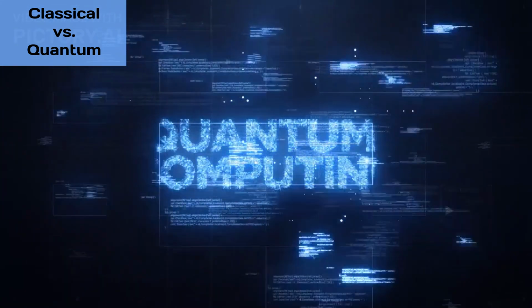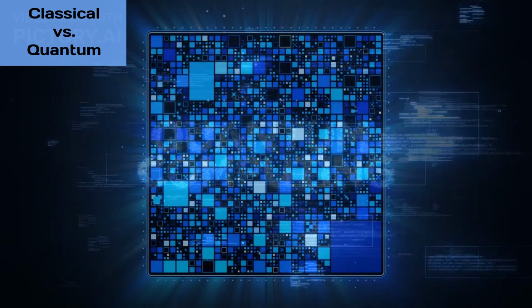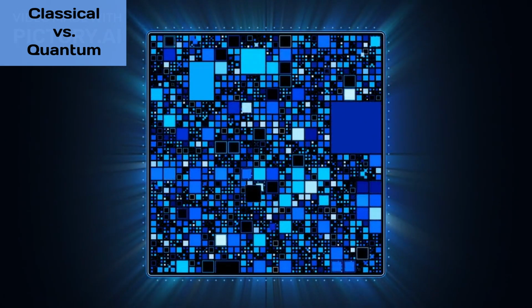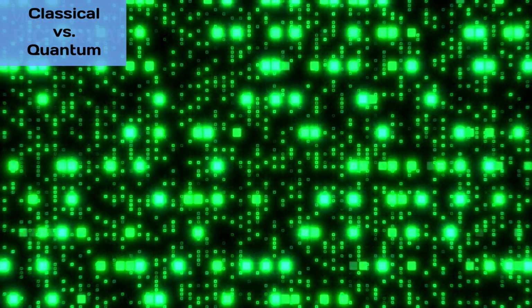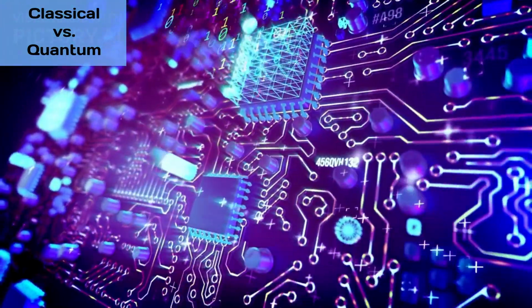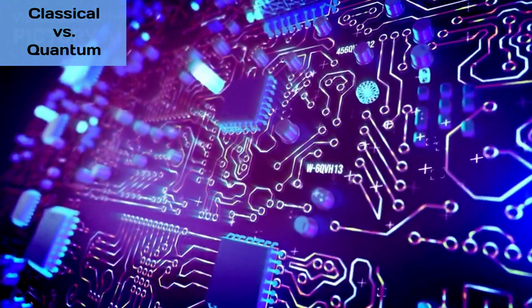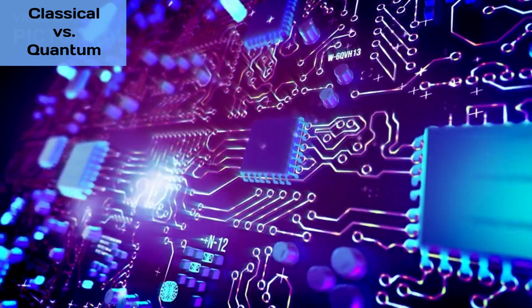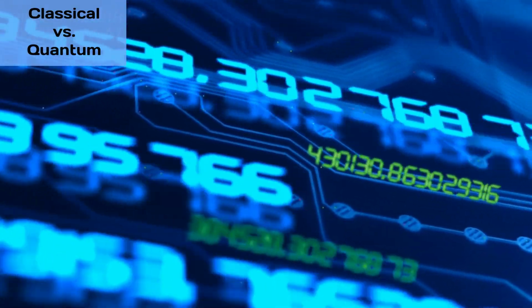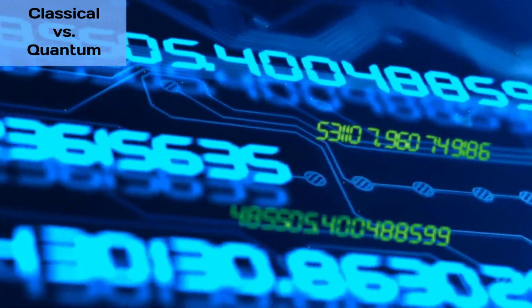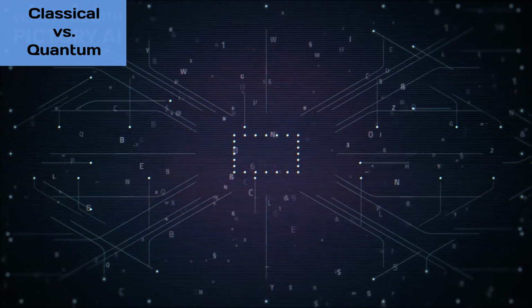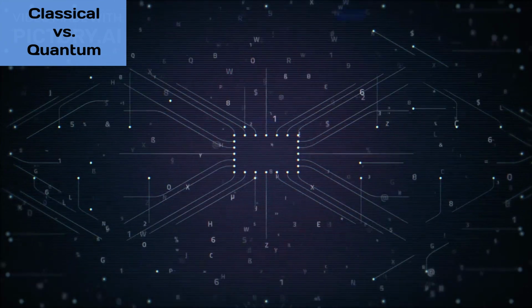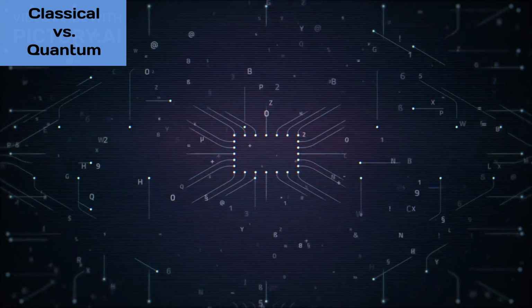First, let's talk about classical computing. Classical computers, like the one you are using right now, process information using bits. Each bit is a binary unit, either a 0 or a 1. These computers perform calculations sequentially, which means they handle one task at a time. Classical computing is powerful for many applications, from word processing to complex simulations. However, it has limitations when it comes to processing vast amounts of data or solving certain complex problems quickly.